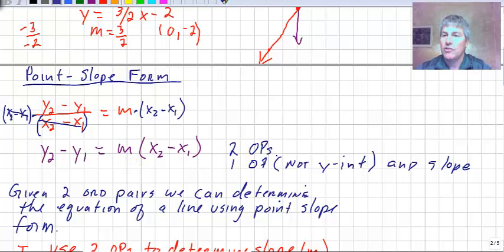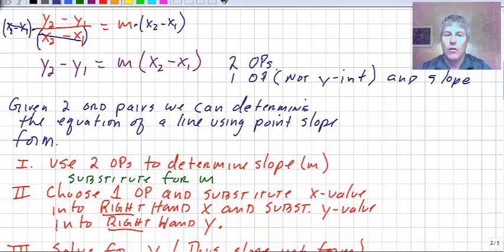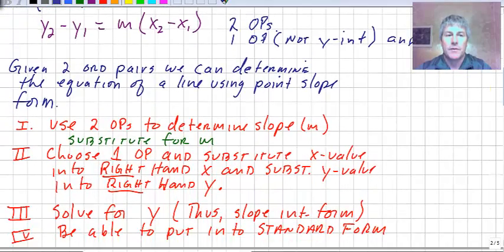And here are some instructions on how to use point-slope form. If we're given two ordered pairs, we can determine the equation of the line using point-slope form. First thing we want to do is we use the two ordered pairs to determine the slope. Okay? So you know that anytime we have two ordered pairs, we can determine slope. And then we substitute that into point-slope form for m. So we would put it here for m, whatever our slope is.